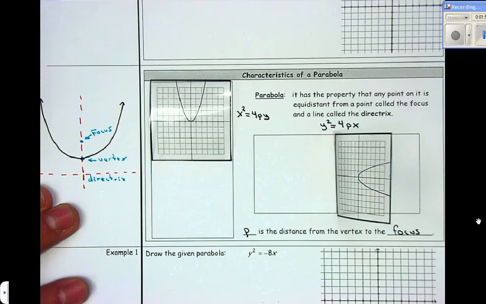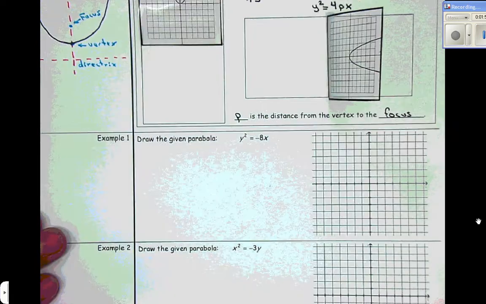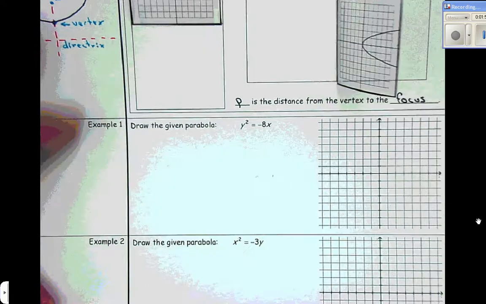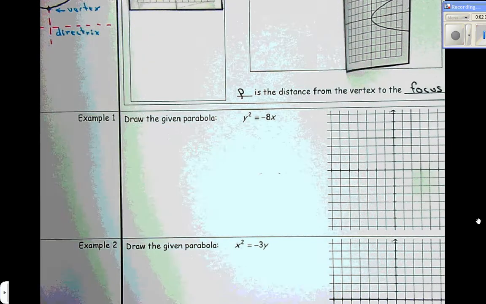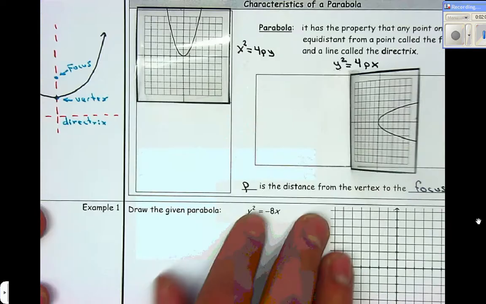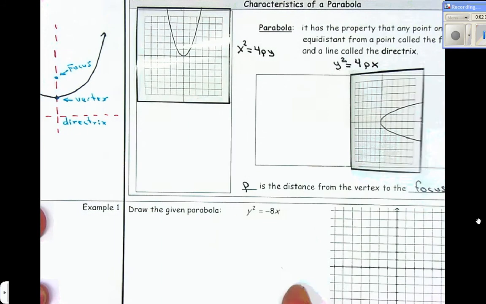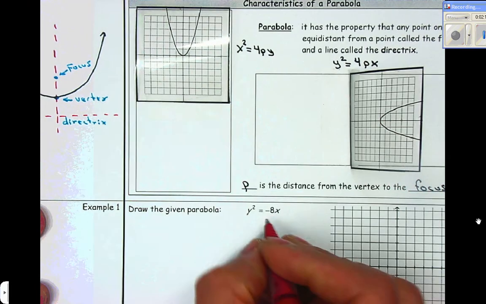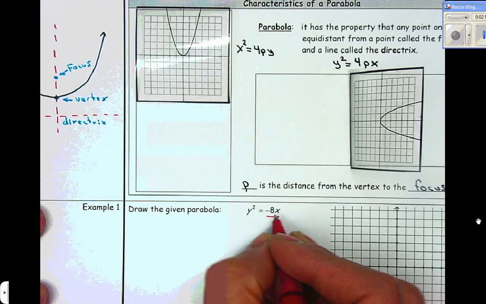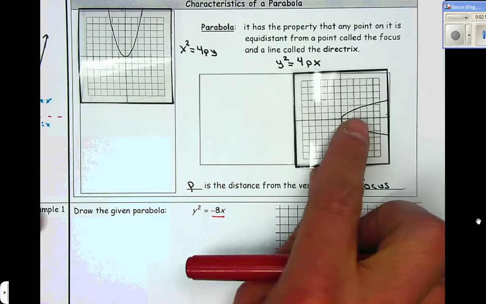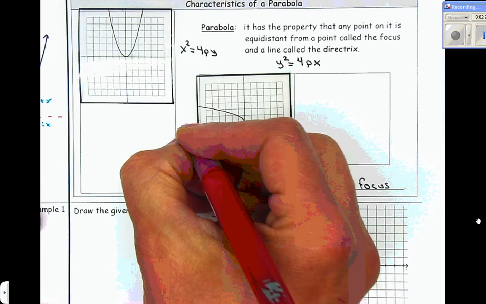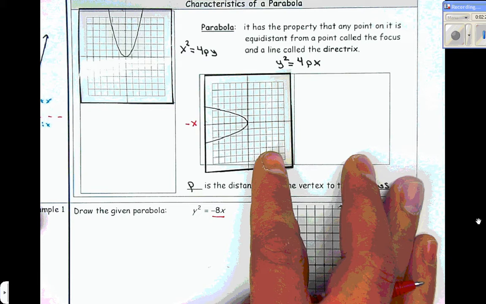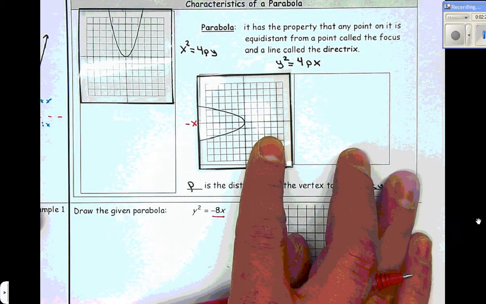Let's go and move over to example number 1. On example number 1, I need to be able to graph the given parabola. The first thing that you want to do is determine which equation you need to be using, or which way your parabola will be facing. If you notice, this is negative 8x on the right-hand side. And the way I remember this is that it has to be facing the negative x-axis. So this is the way the parabola will look.